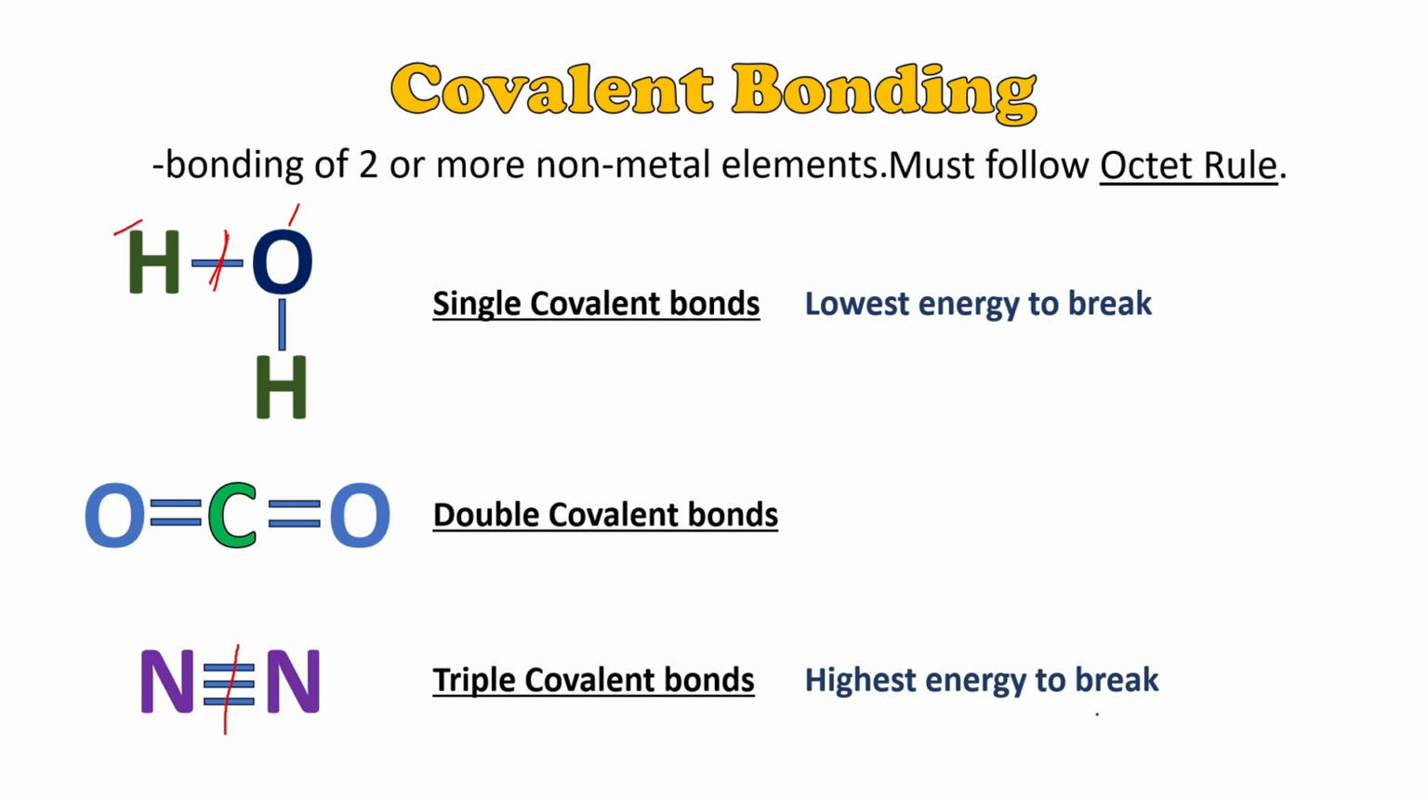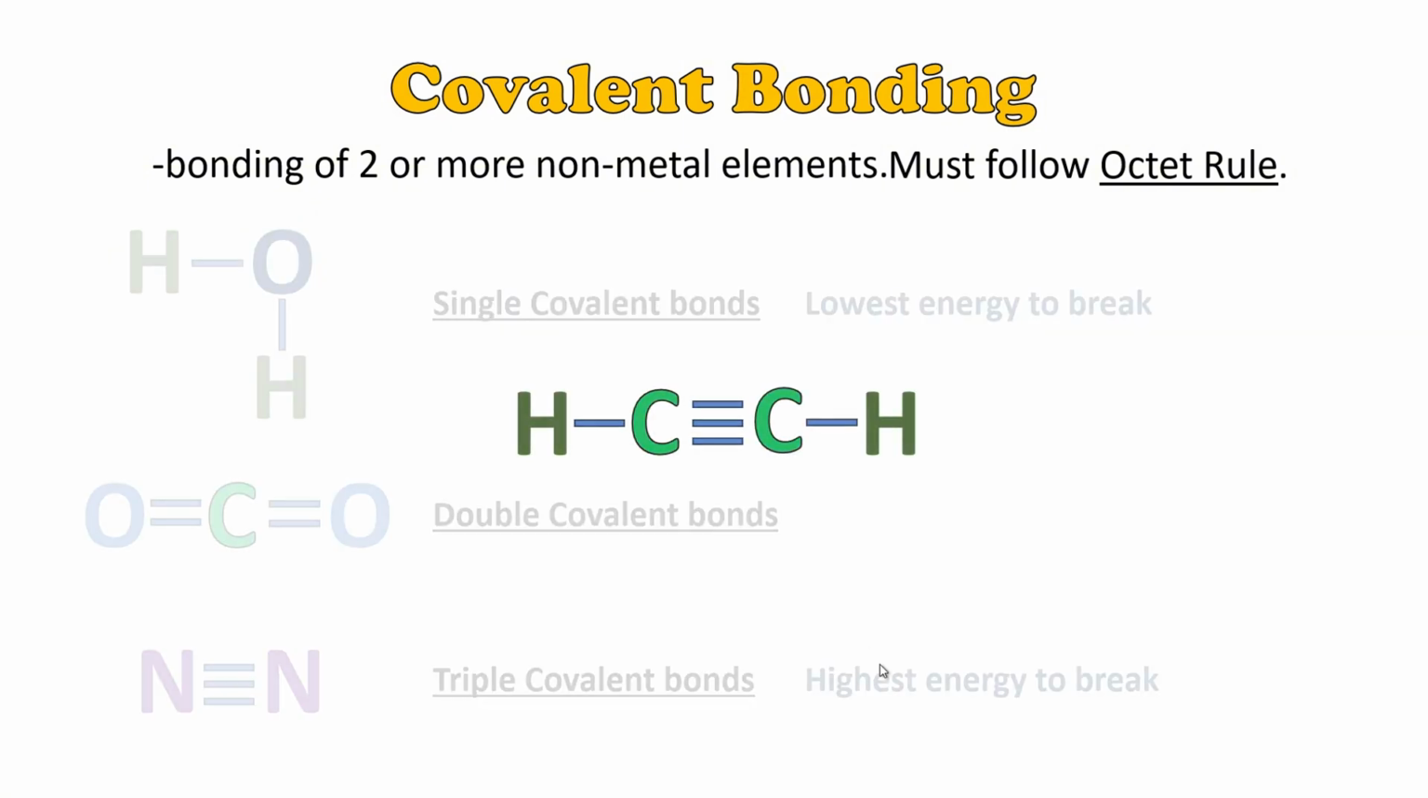So you need high energy to break triple bonds, and you need the lowest energy to break a single bond. And of course, the double bond is in the middle, which is stronger than the single bond, but lower than the triple bond. Okay?